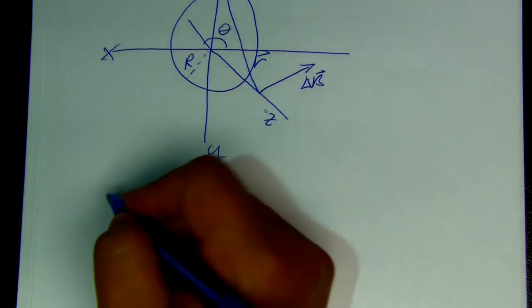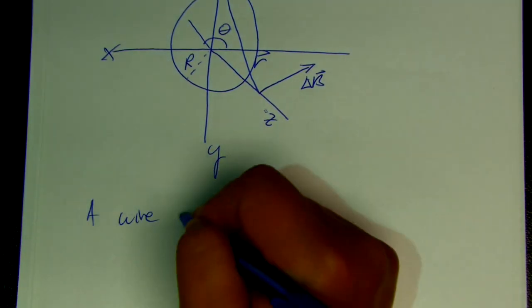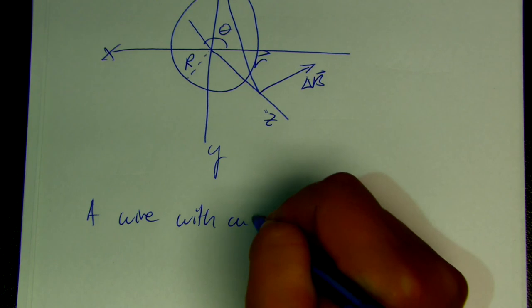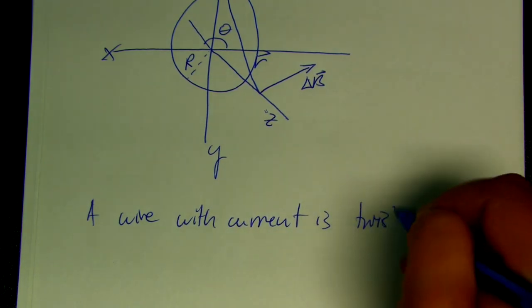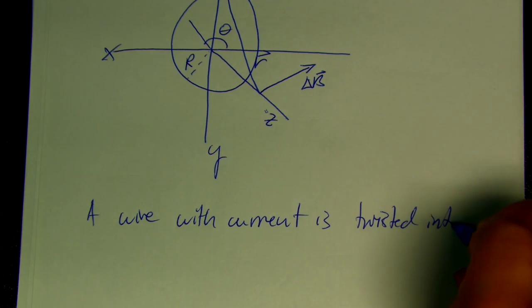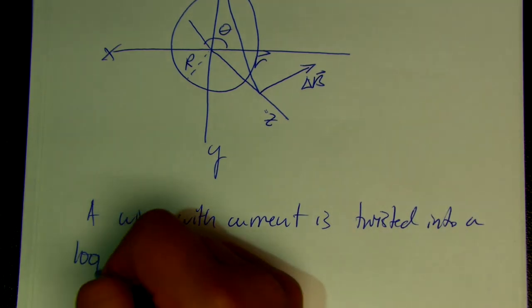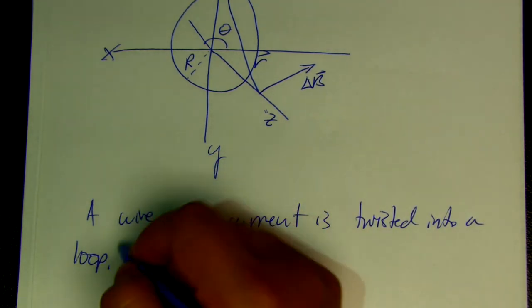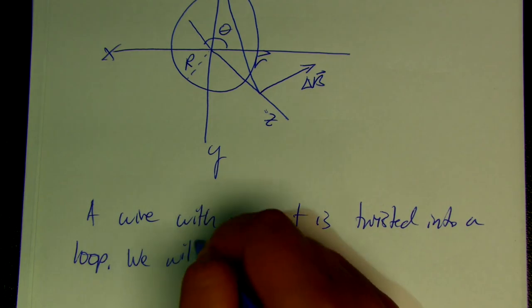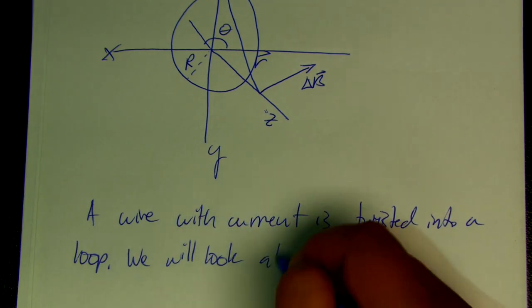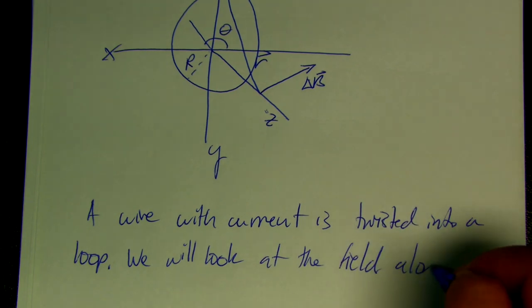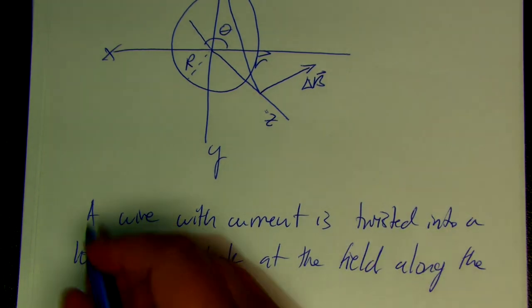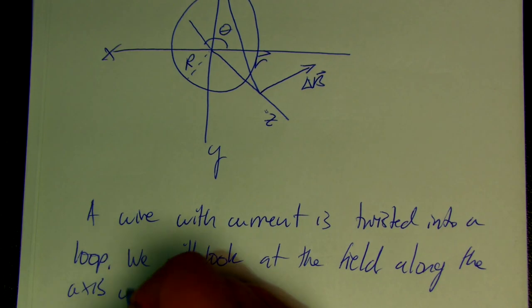So we have a wire with current that is twisted into a loop. And we will look at the field along the axis of a loop.